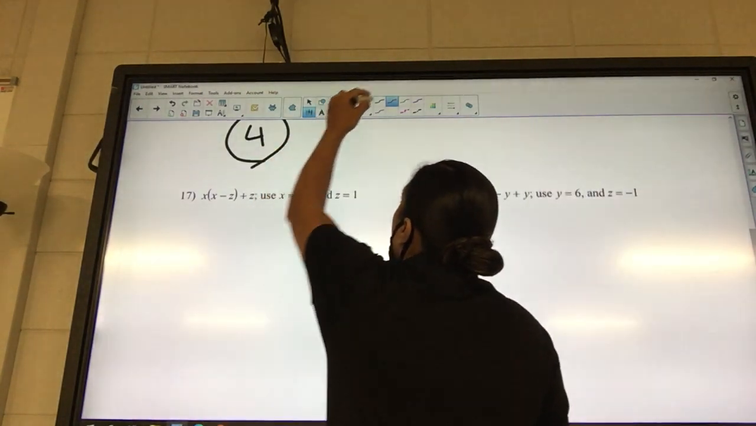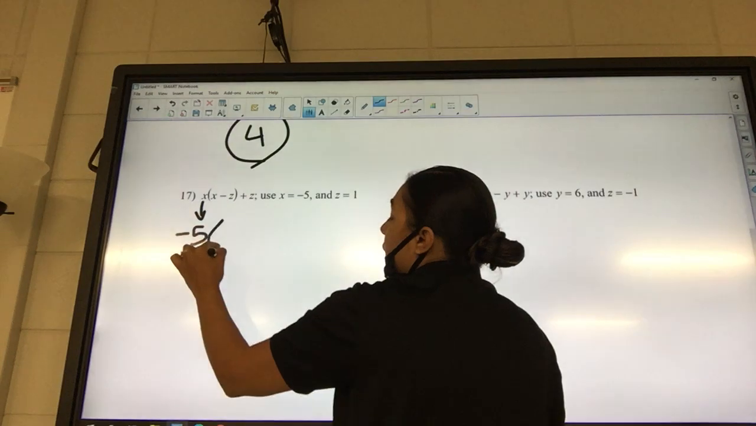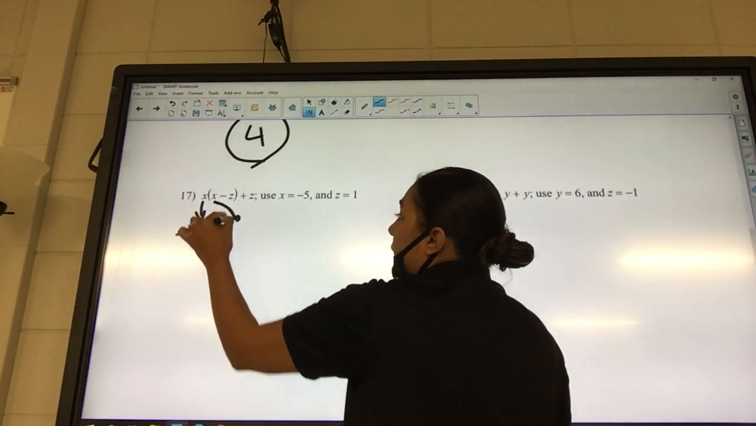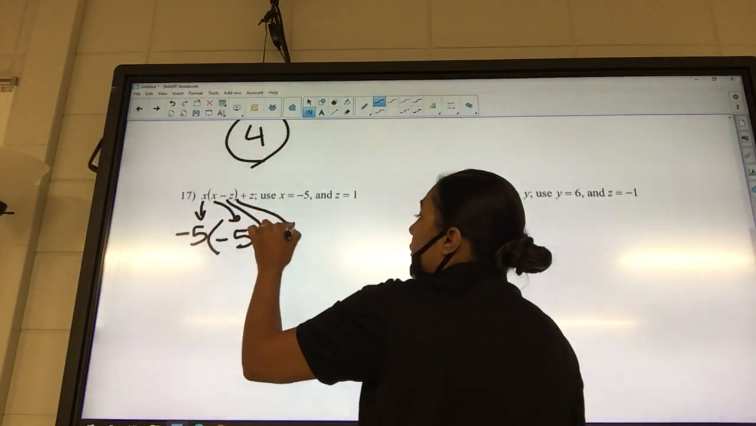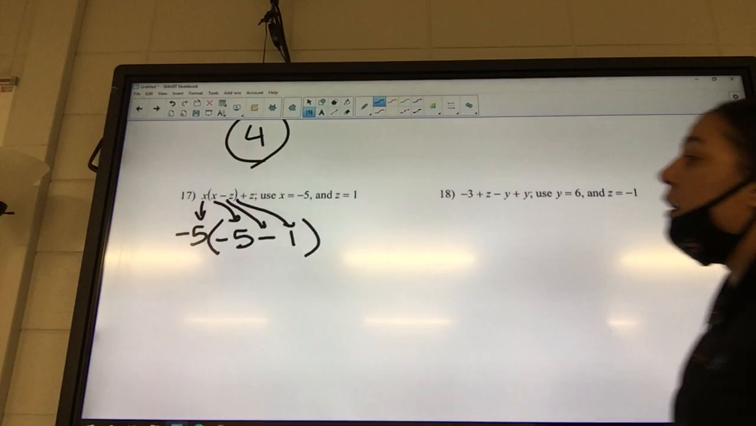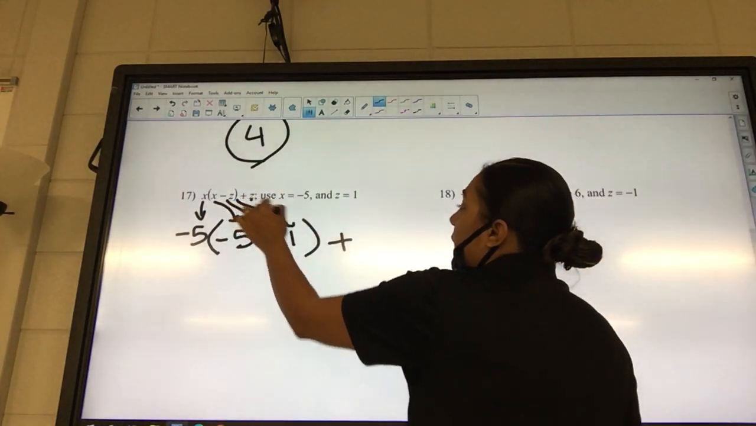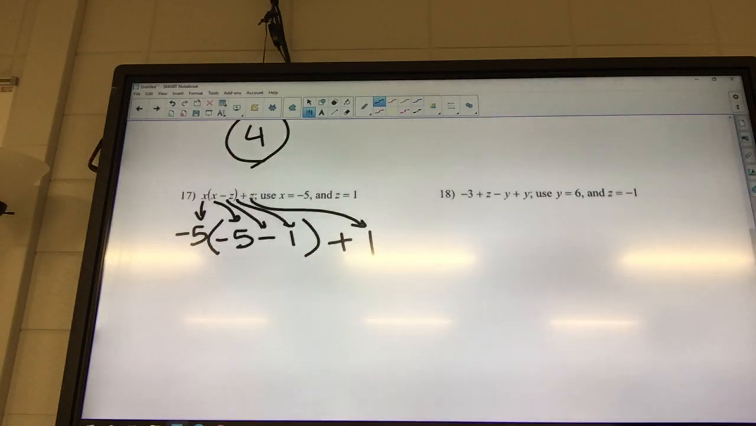17, I got x, what's my x? -5, parenthesis, and then I got another x, so it should be -5 minus, and then I got a z, which is 1, and close a parenthesis. And then plus my z is 1. Okay, type that all in your calculator and see what you get.